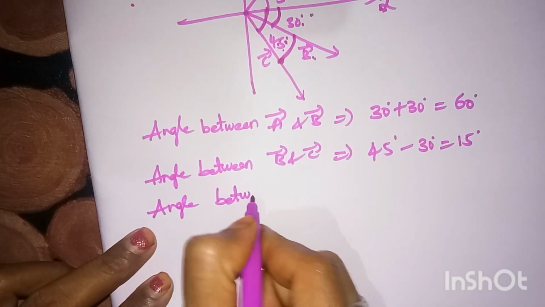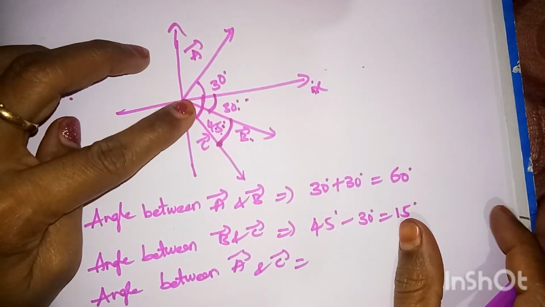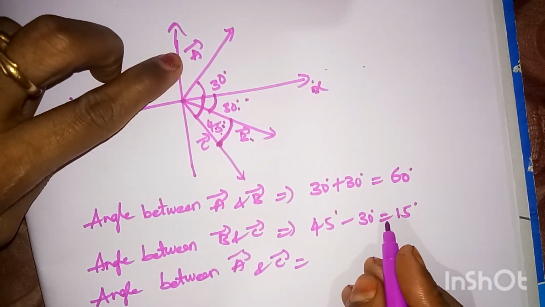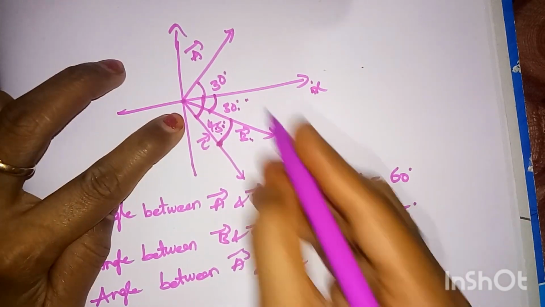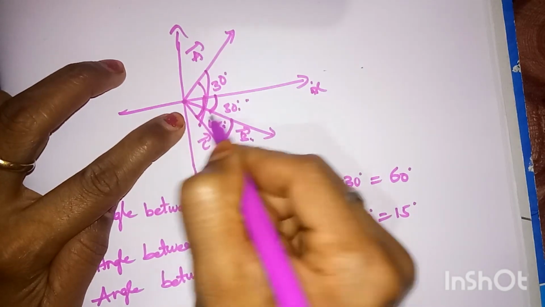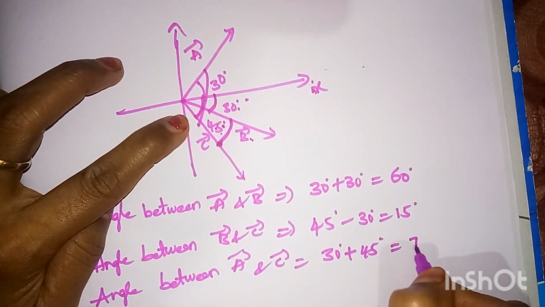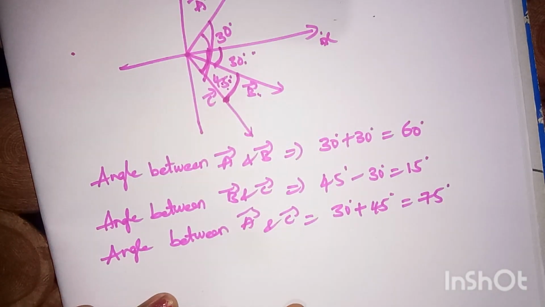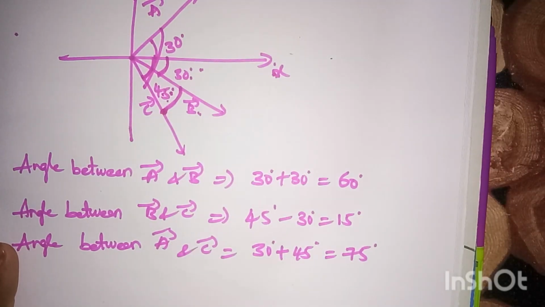Now the angle between a bar and c bar. Along the x-axis, a to x is 30 and x to c is 45, so 30 plus 45, the angle will be 75 degrees. So these are the angles, and this is how you can find the angle between two vectors.